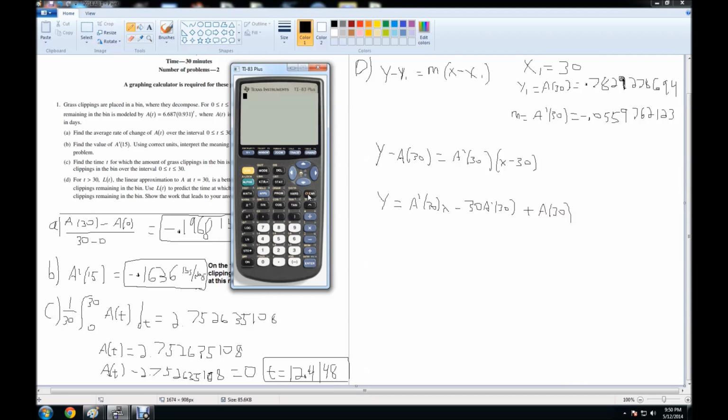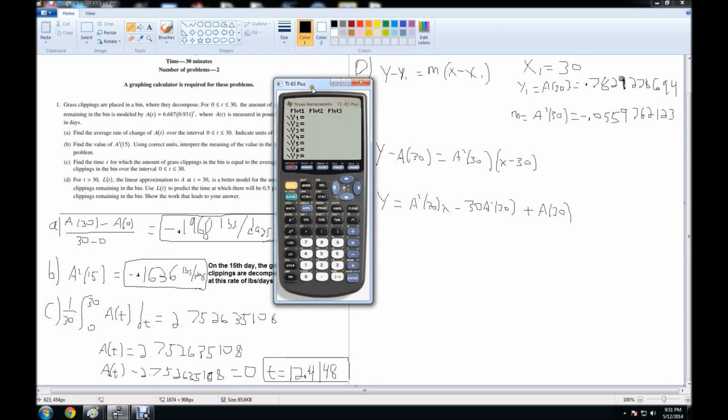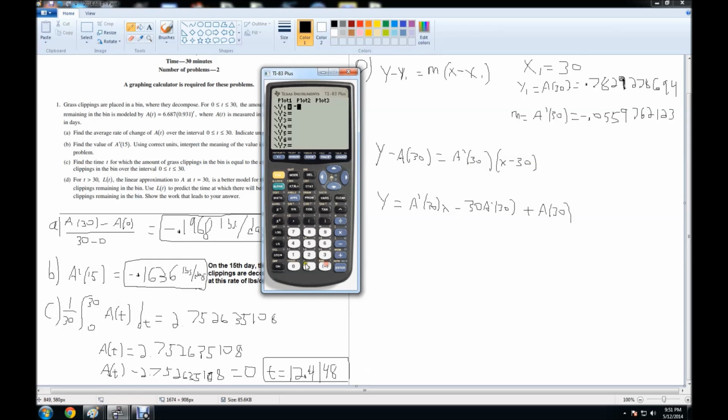Alright, now let's plug this into our calculator. Let's go ahead and graph this. We have a prime of 30. A prime of 30 is negative 0.055976212 x minus 30 times a prime of 30, which is the same thing, 30 times negative 0.055976212, plus a of 30, which is 0.782927694. Now, that is our graph.